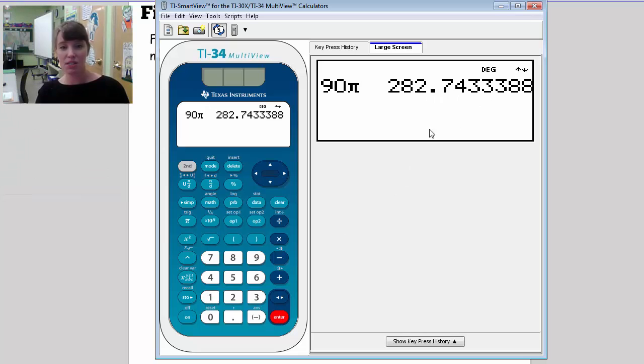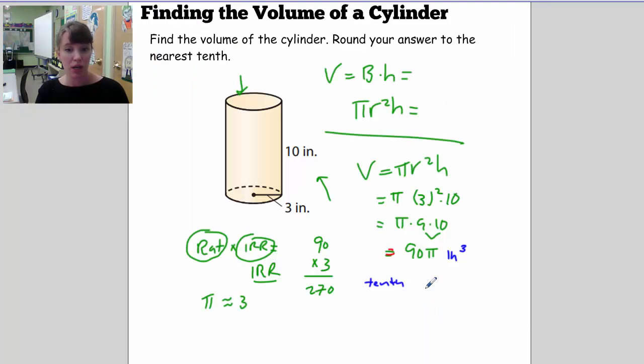So you'll notice this is different than what we got before. We did 90 times 3.14. In fact, if they asked you to round to the nearest hundredth, you would have gotten that question wrong if you used 3.14 instead of using pi, or more digits of pi that your calculator is storing. So here our answer is 282.74 inches cubed. Oops, that's a 4 right there. And that's a better estimate of what this volume is.